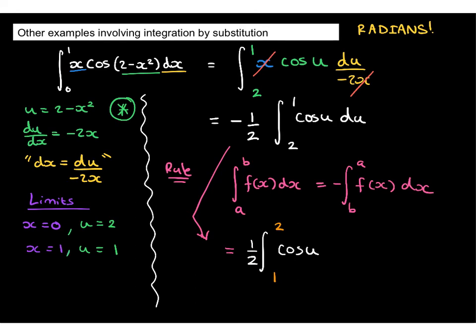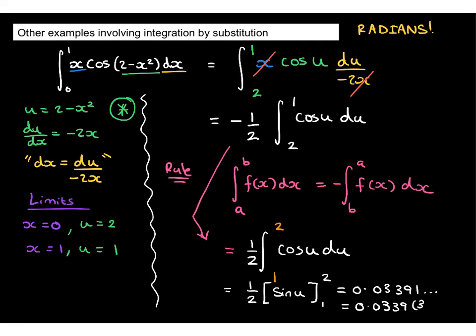So by doing this, I actually make the integral much, much simpler. So this then becomes a half sine u between 1 and 2. And because I changed the limits, I don't have to put the integral back in terms of x. I can simply substitute in my limits and work out the answer. So this comes to an answer of 0.03391, 0.0339 to 3 significant figures.